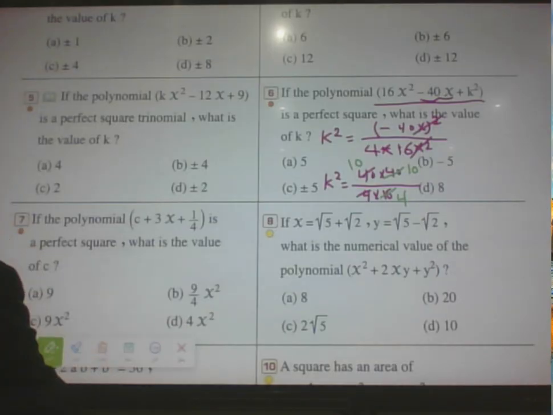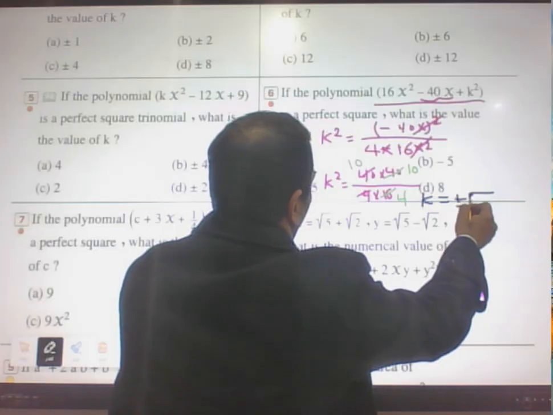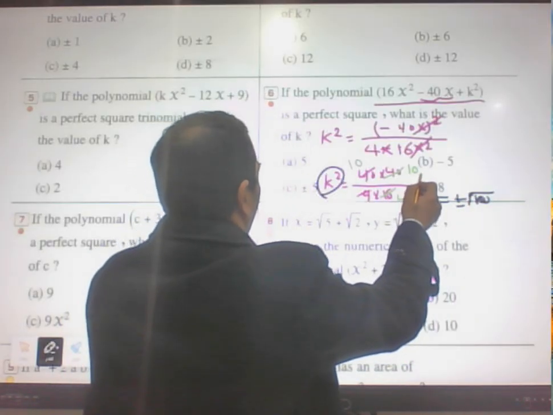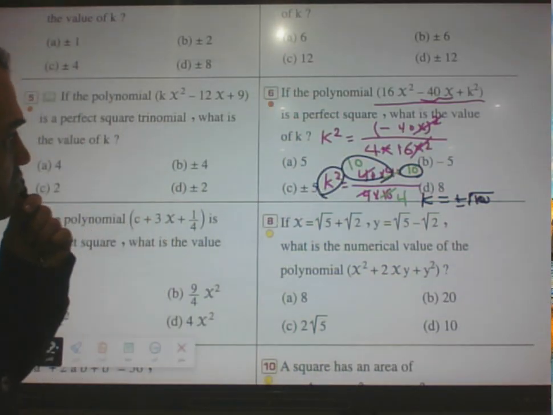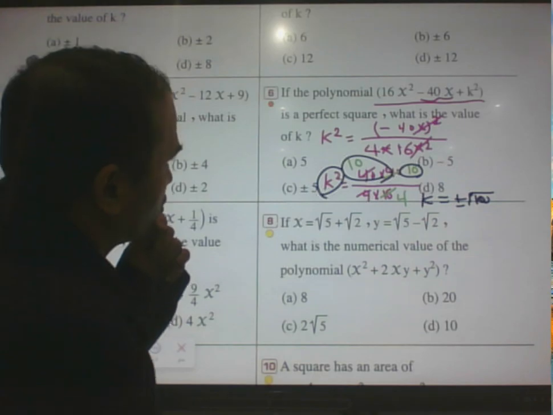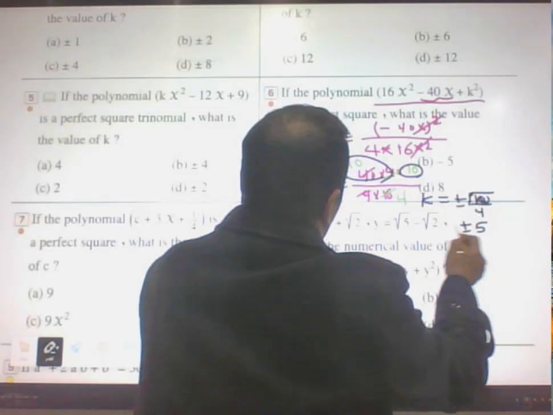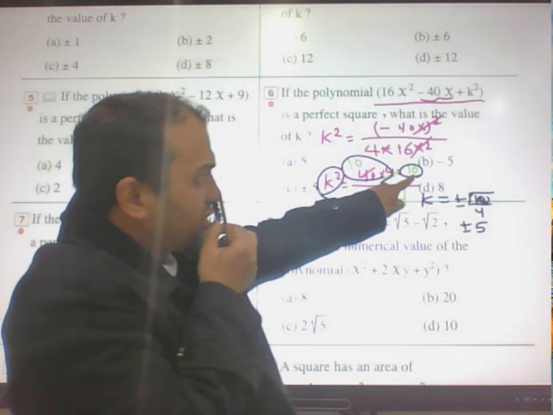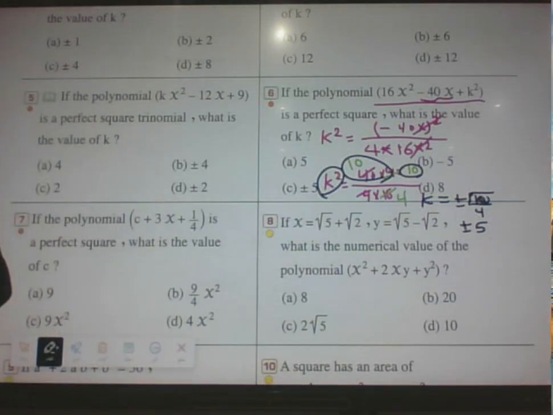Then k² equals 25. We can find the positive or negative value of k here: the positive or negative square root of 25. Again, 10 times 10 is 100, 100 divided by 4 is 25, and the square root of 25 equals 5. Then the square root of 25 is 5, right? So k is positive or negative 5.